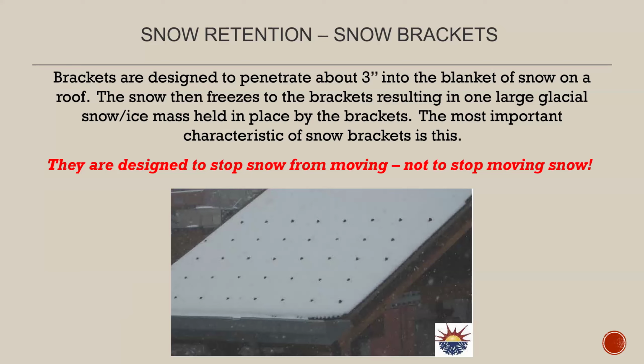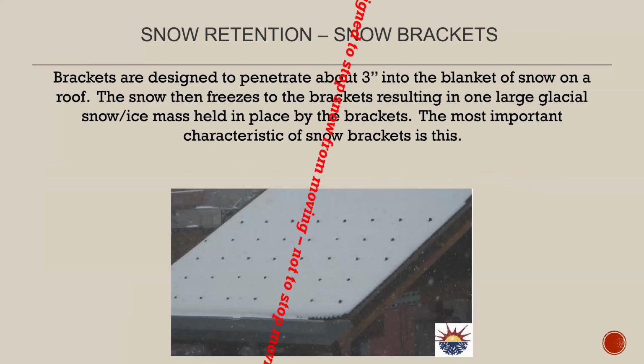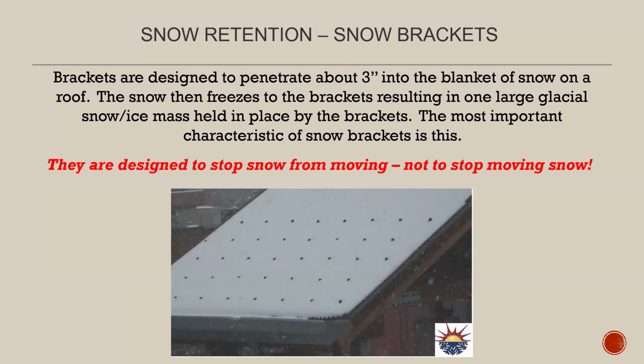This is why partial installation of brackets needs to be avoided, because brackets are designed to stop snow from moving. They are not designed to stop moving snow. So no matter how strong a snow bracket is, it can only be as strong as what it is fastened in with, and that roofing material, that sheathing, all of that is, because it's not going into structure.